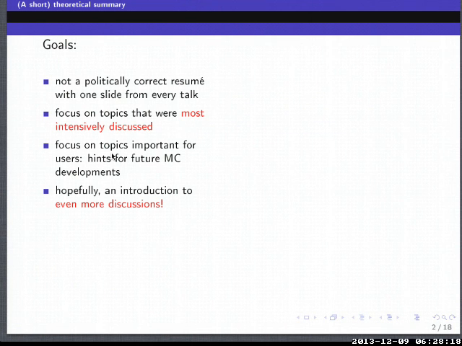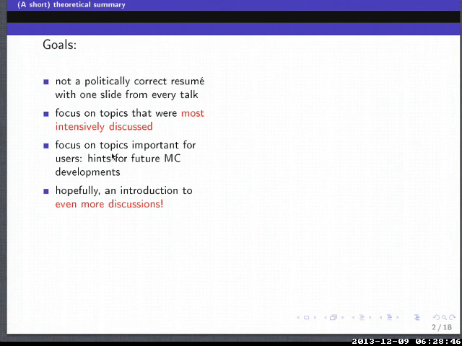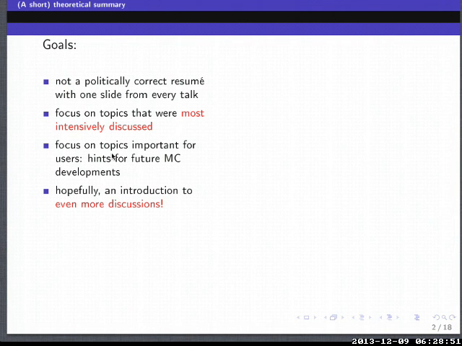It's not going to be what I would call a politically correct resume, where there would be slides from each presentation from the first week. Well, I'll focus on the topics which were most warmly discussed during the first week, and my perspective will be rather practical, as a user, focusing on what is relevant for development of Monte Carlo simulation tools.